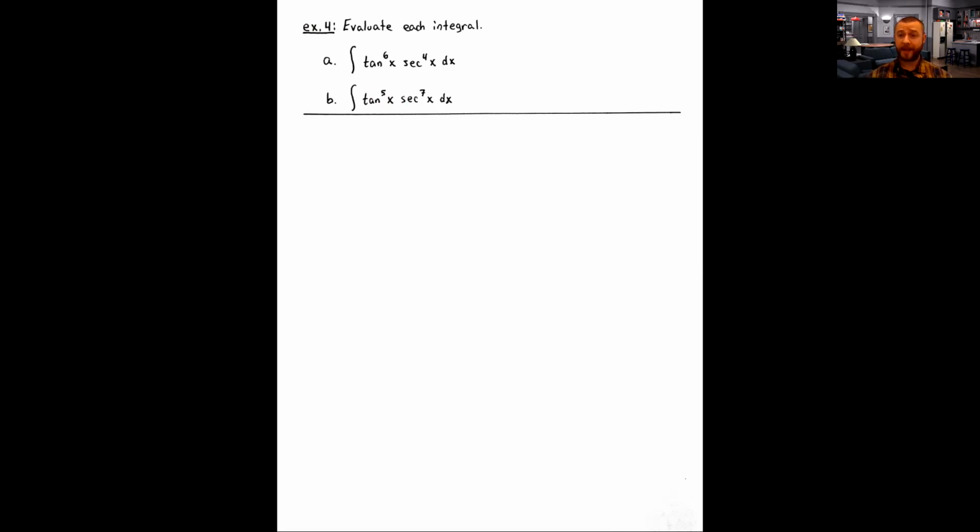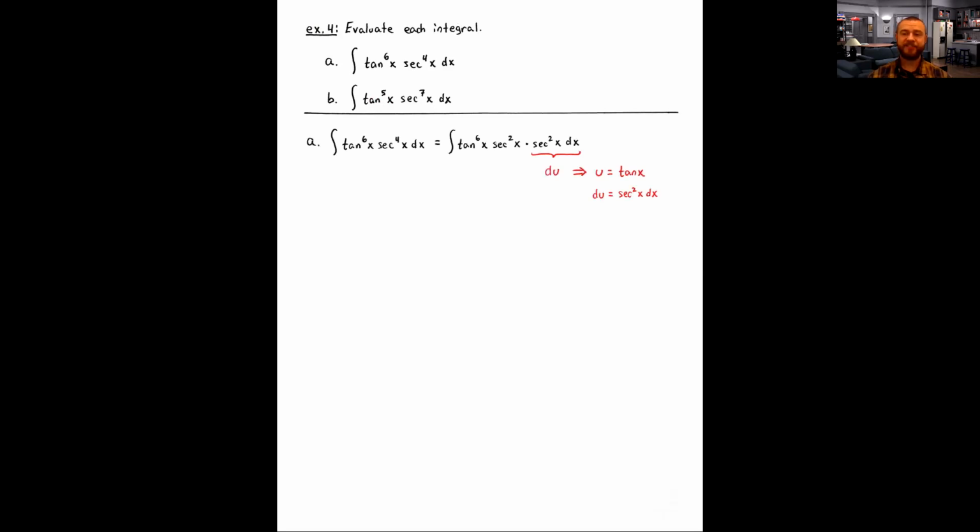Let's go through part A. In order to keep both ideas in mind, we want to split off something for du while having the remaining factors be able to be rewritten using Pythagorean identities. What's going to work here, since we have secant to the fourth and tangent to the sixth, is to split off a secant squared factor. The remaining terms, tangent to the sixth and secant squared, possibly can be rewritten since they are only even powers. We can rewrite them using Pythagorean identities if needed.